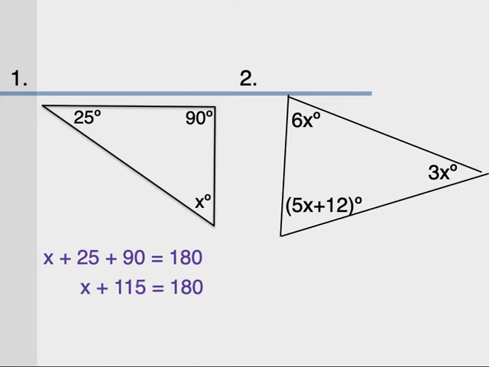You added your like terms. You subtracted 115 from both sides. You got 65 degrees. Try question 2.